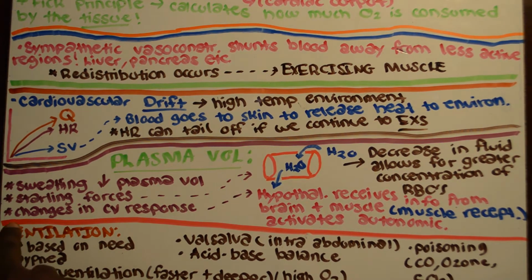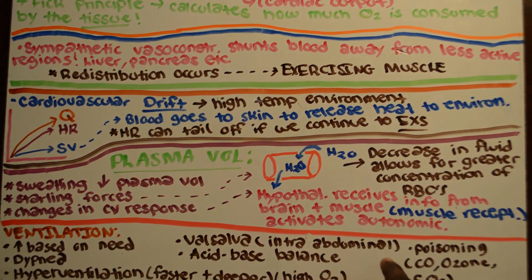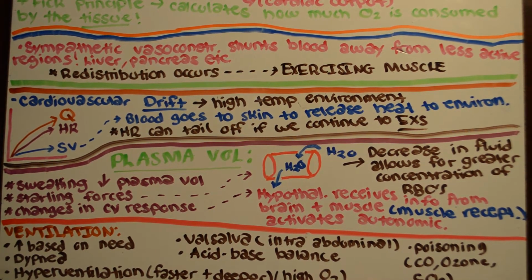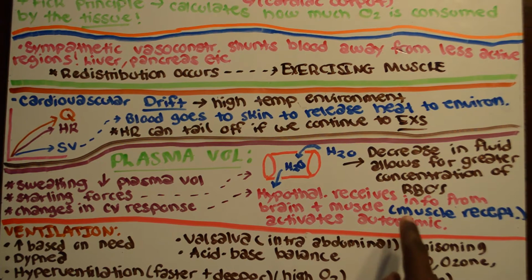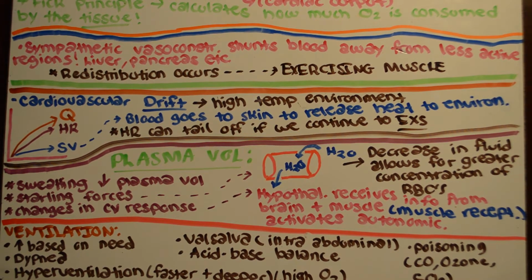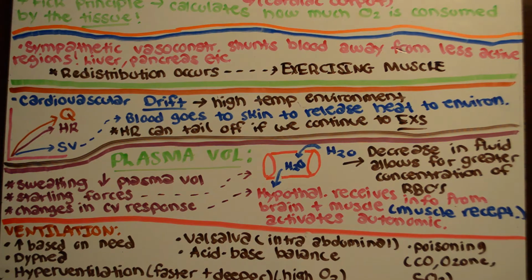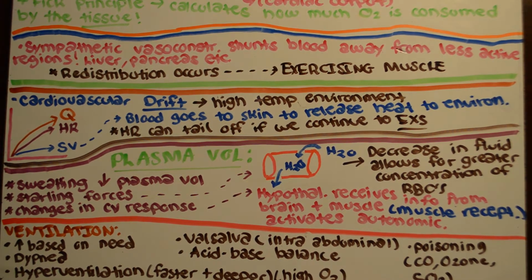All right, last point for this section is changes in cardiovascular response. If we're looking at the hypothalamus, we're looking at it from a neurological standpoint. Your hypothalamus is like the integrative sensory center of pretty much everything, right? So when you start exercising, the hypothalamus receives info from the brain and the muscle receptors. In the muscles, you have mechanoreceptors, chemoreceptors, and baroreceptors. You have all these receptors that give information about what to do. Once that information is received, it is transferred to the hypothalamus to make a decision in regards to what needs to happen.